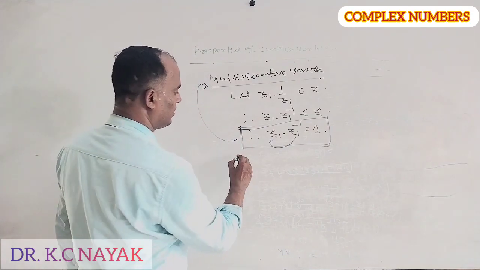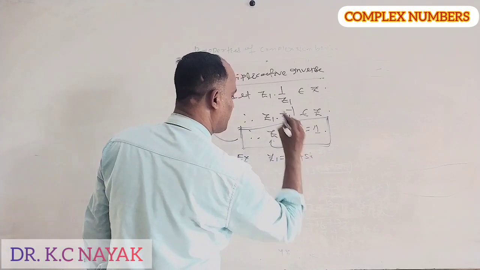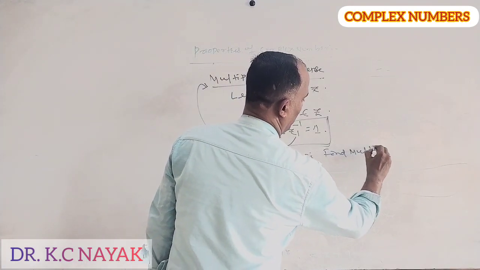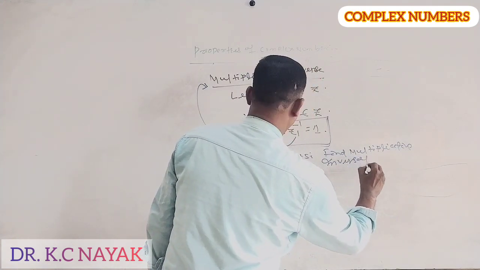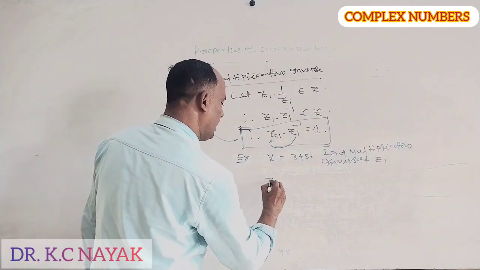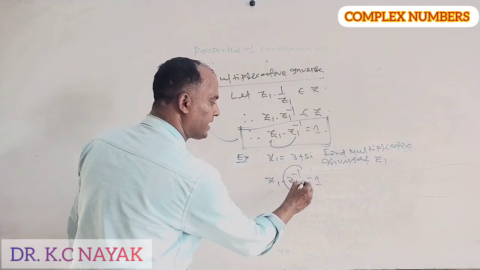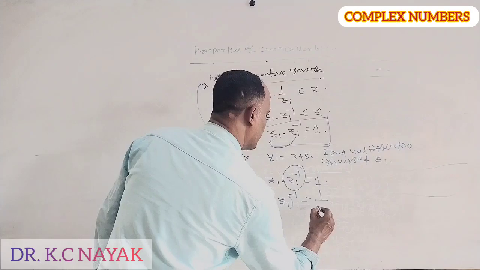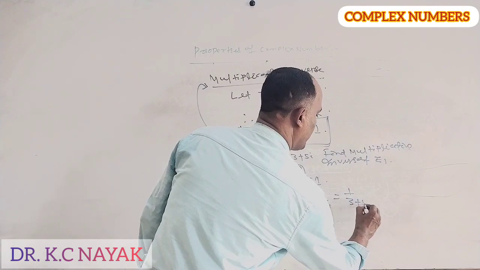Now we can take an example. Just you see, I have an example. Z1 is equal to 3 plus 5i. Find the multiplicative inverse of Z1. Just you see, Z1 into Z1 inverse is equal to 1. Now I want to find Z1 inverse. That means Z1 inverse is equal to what? 1 by Z1. 1 by Z1 means what? 1 by 3 plus 5i.